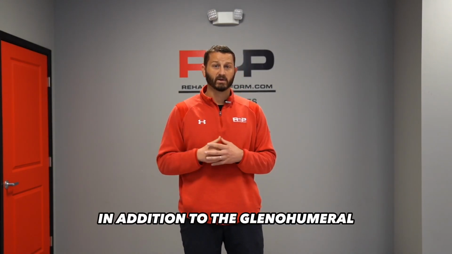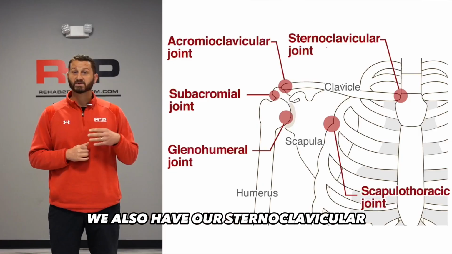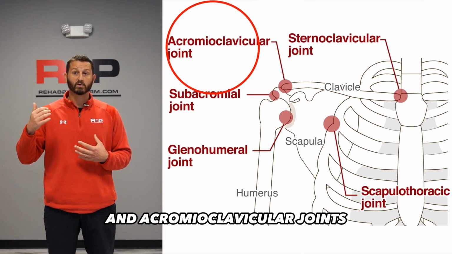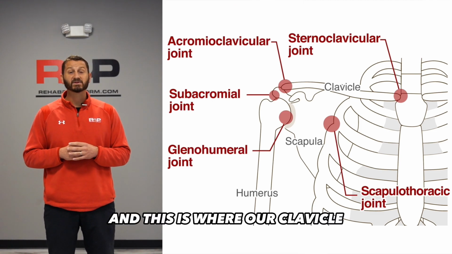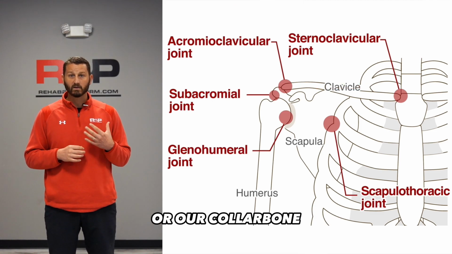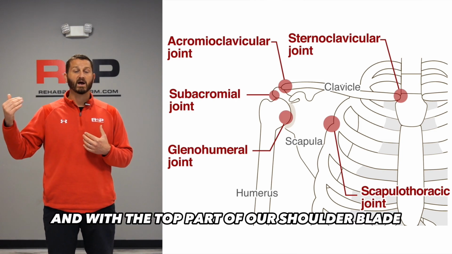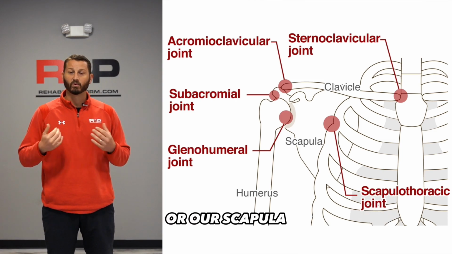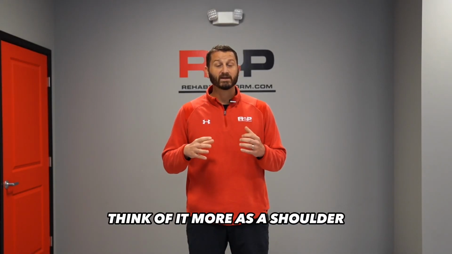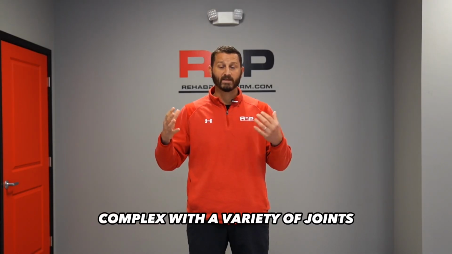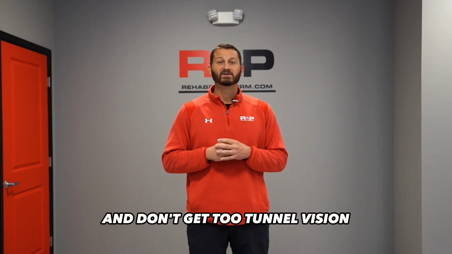In addition to the glenohumeral and scapulothoracic joint, we also have our sternoclavicular and acromioclavicular joints, and this is where our clavicle, or our collarbone, comes in contact with our sternum and with the top part of our shoulder blade, or our scapula. So when we look at the shoulder, think of it more as a shoulder complex with a variety of joints, and don't get too tunnel vision just on the glenohumeral joint.